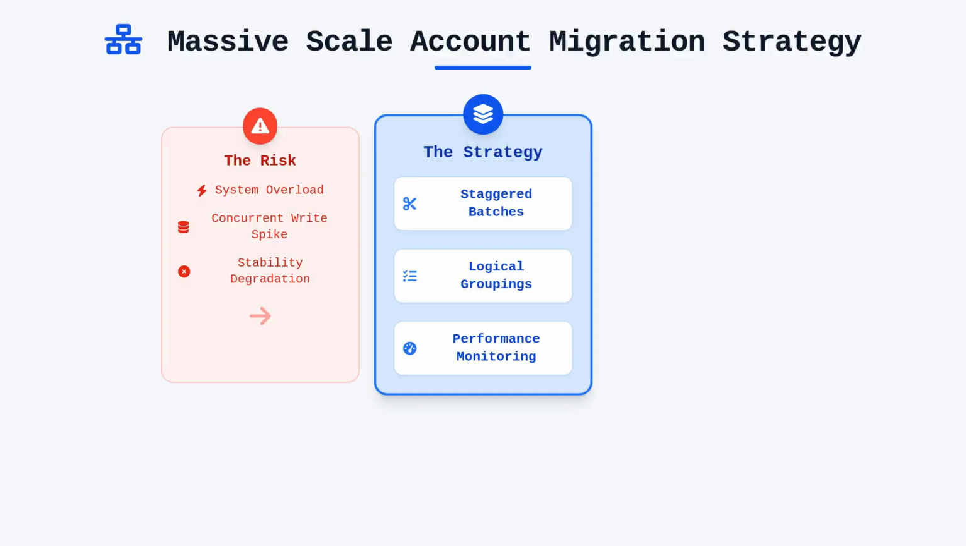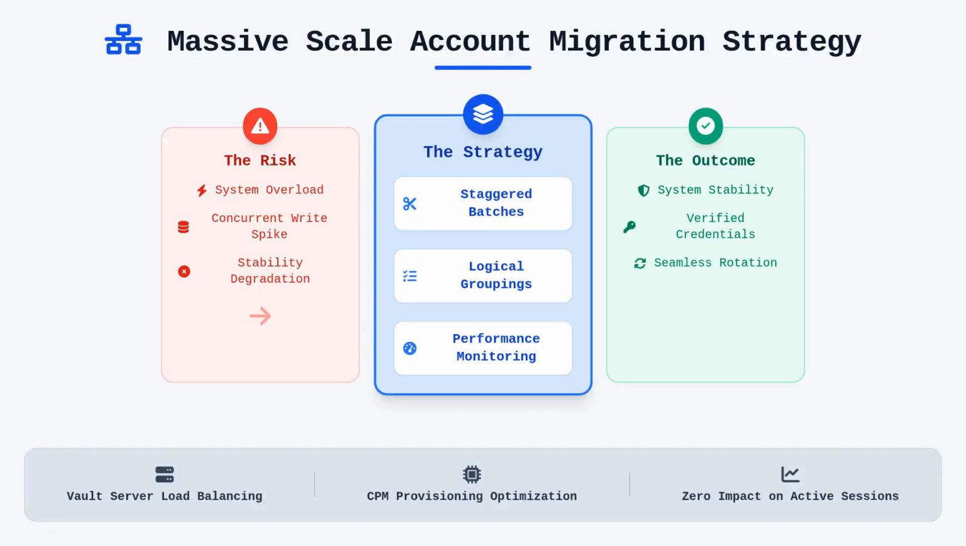This approach allows you to verify that the vault and the CPM are successfully performing initial password verifications on these new objects as they are brought under management. By breaking the work into logical groupings, you also gain the ability to monitor the performance of your infrastructure, confirming that your vault architecture can handle the provisioning load without negatively impacting existing privileged session management or password rotation tasks.